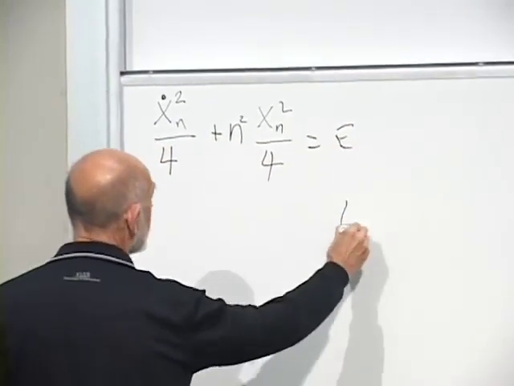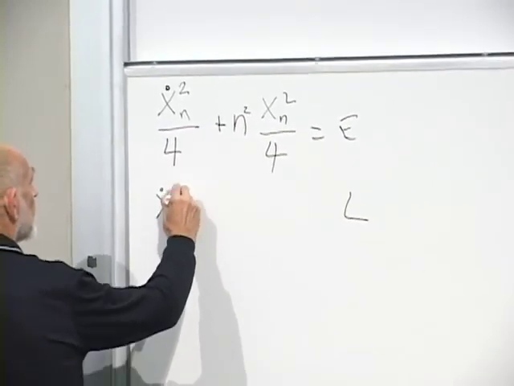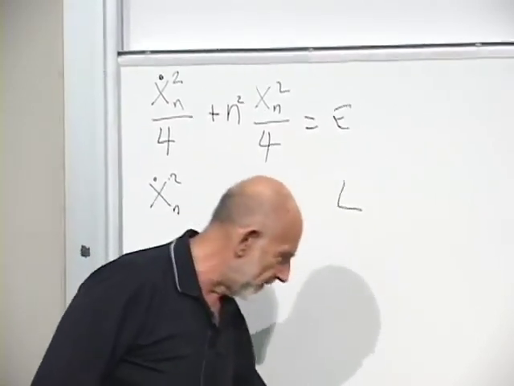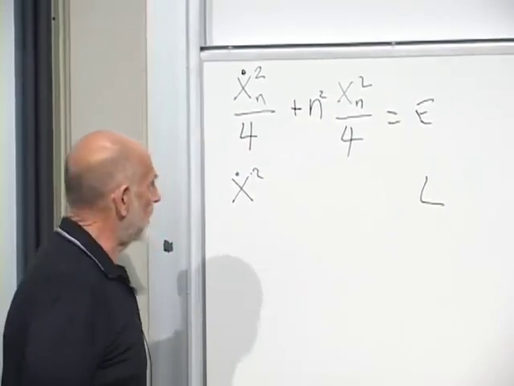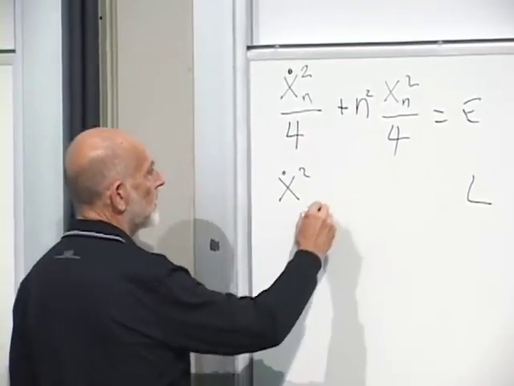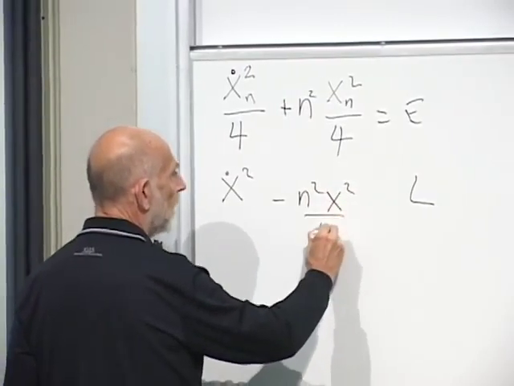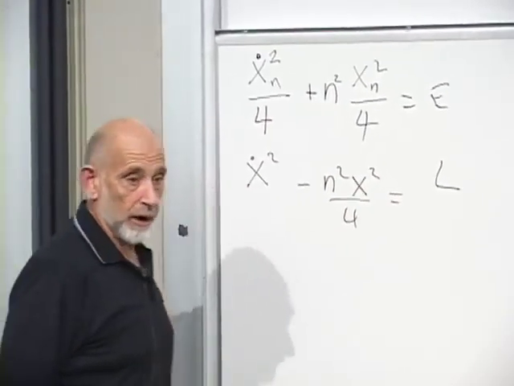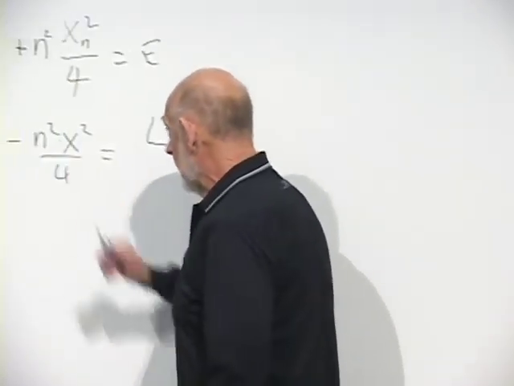The Lagrangian is x dot n squared. I'm going to stop writing n, but remember, I'm talking about x sub n. There's x dot squared over 4 minus n squared x squared over 4. That's the Lagrangian. From this, you can work out Lagrange's equations of motion, and you can discover that the oscillator oscillates with frequency n. Okay? Let's next go to the Hamiltonian.